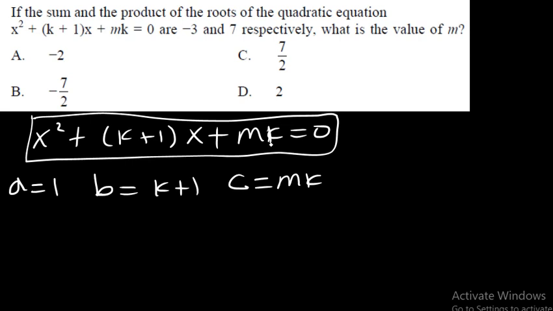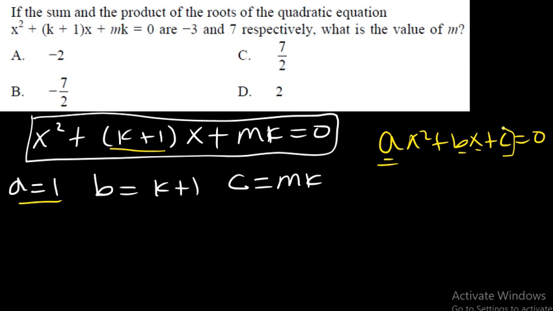Quadratic equation normally will be written as ax squared plus bx plus c equal to 0 form. So the a is found in front of x squared, so our a here is 1. The b should be the coefficient of x, so our b here is k plus 1, because that's the coefficient of x, and the c is the term without x, that is mk.